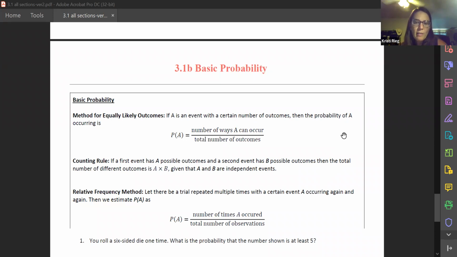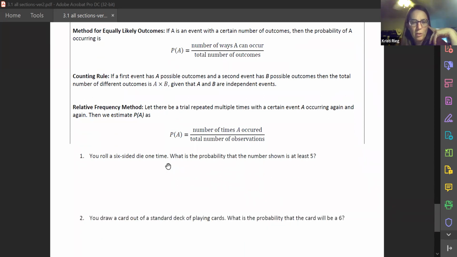Anyways, here we have the number of ways A can occur over the total number of outcomes. So we have a coin. Remember I was talking about flipping a coin earlier? Heads, tails are the two choices. What's the probability that I flip a heads? Well, there's two choices. One of them's heads, so 1/2 is the probability. All right, we're just going to work through some examples so you can see how that is. Okay, we'll worry about those other rules later.